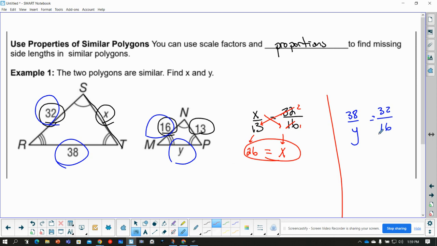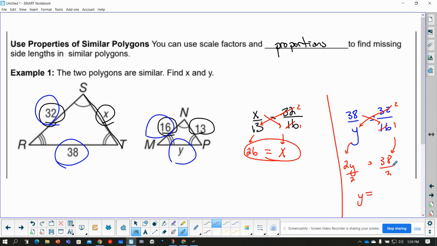X equals 26. It's going to be just as easy with this one, because 16 goes into both 32 and 16. 16 goes into 16 once, and 16 goes into 32 twice. Now I'm going to cross multiply: 2 times Y, and 38 times 1. The 2 times Y goes on this side, the 38 times 1 goes on this side. I'm going to divide both sides by 2, and so I get Y equals 38 divided by 2.